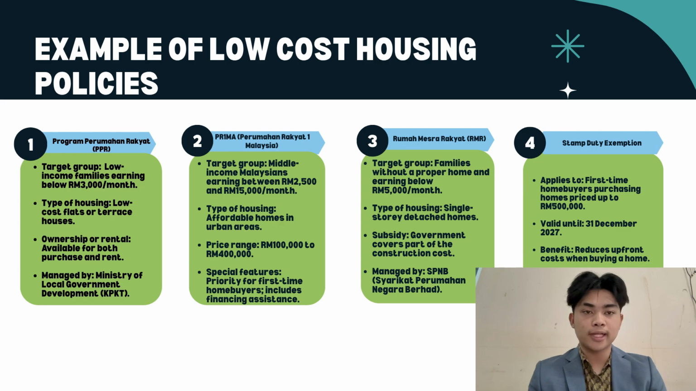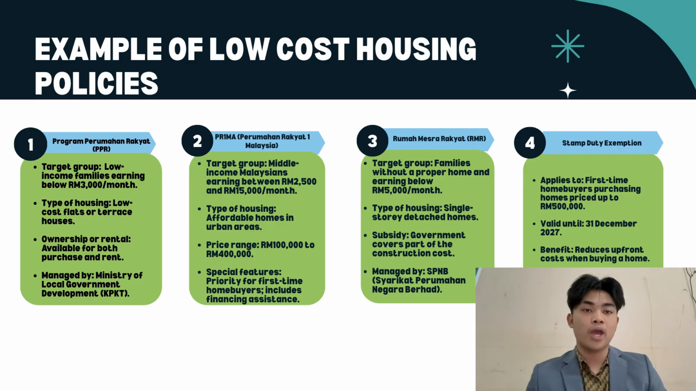So today I will explain about examples of low-cost housing policies. Moving to the next point, we have a program Perumahan Rakyat, PPR. For these policies, their target is the group of low-income families earning below RM 3,000 per month, and the type of housing is low-cost flats and terrace houses, and the ownership is available for both purchase and rent, managed by the Ministry of Local Government Development, KPKT.